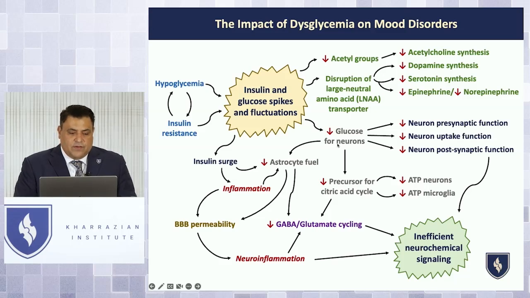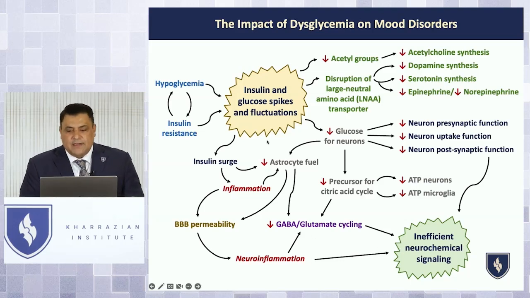And then decreased glucose in neurons impacts the fuel source astroglial cells, astrocytes, need. Astrocytes are critical for maintaining the blood-brain barrier, and they're also critical for that GABA-glutamate cycling within the synaptic cleft. And insulin surges, you can see here, cause inflammation. That promotes blood-brain barrier permeability. This promotes neuroinflammation. That can make inefficient signaling.